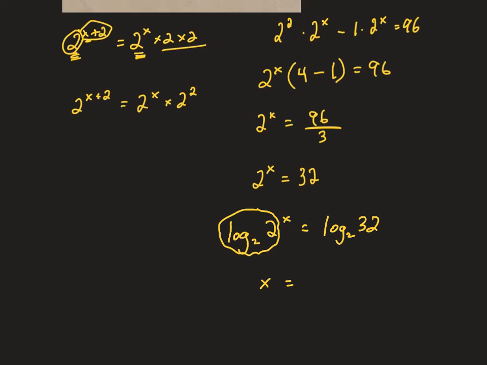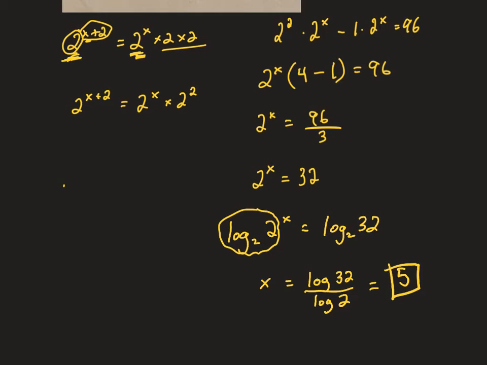Now let's say you have a calculator that doesn't do log base 2, you could just do log base 10 of 32 divided by the log base 10 of 2. And when you do that in your calculator, you will get an answer of 5. Voila.